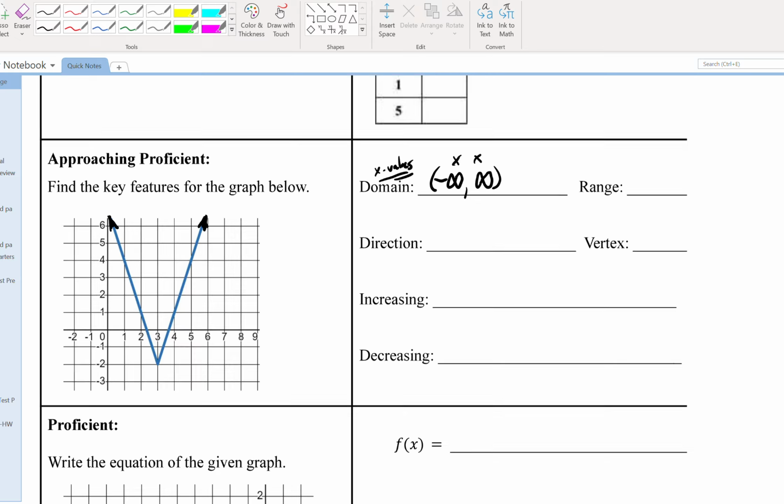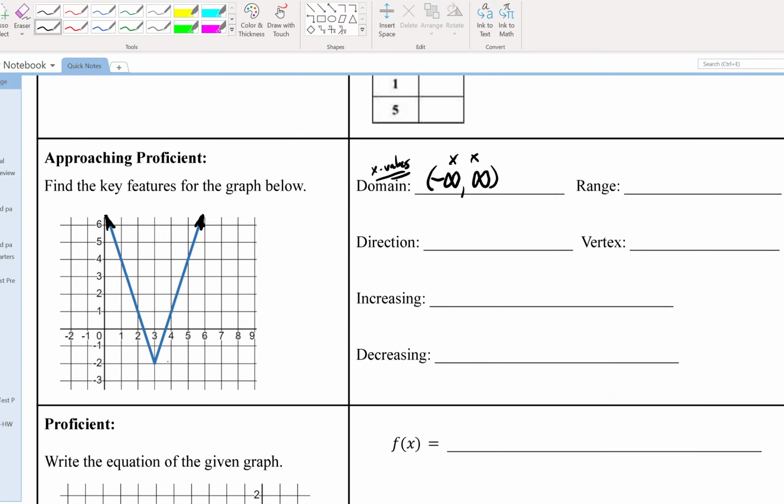The range, it goes as low as -2. But it includes a bracket there because that is a value that is part of that graph. This point right here is the point 3, -2. And that y value is part of the graph. And so it's included. And that's what that means. It goes, however, as high as you can think. So this goes up towards positive infinity. And that would be the range.